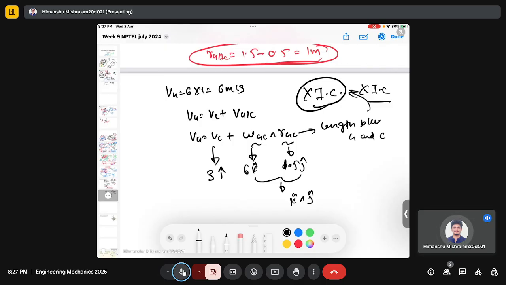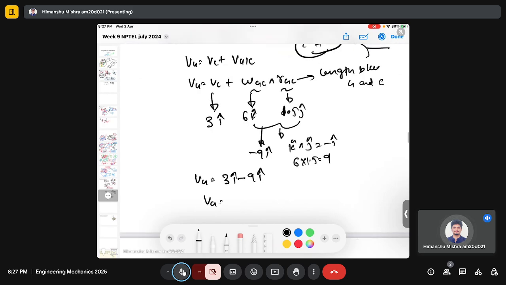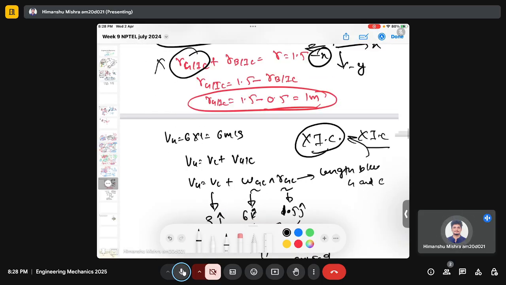So this will give me the direction minus I, and the magnitude is 6 into 1.5, which is 9. So this is minus 9I. So my Vg will be 3I minus 9I. So my Vg will be minus 6I meter per second. So this is my velocity vector, minus 6I. Minus means my direction of Vg is left hand side. So this is my x direction, this is my minus x, this is y, this is my minus y. So this is the direction of Vg, minus 6I.